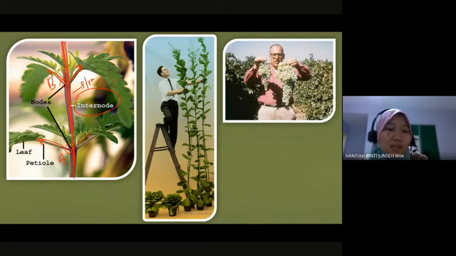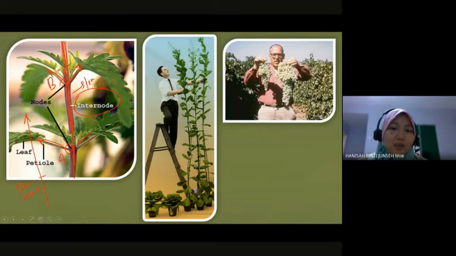So you can see that gibberellin controls the length of elongation of the stem, or to be exact, elongation of internodes. So this internode elongation, growth, and development is controlled by gibberellin. All right.